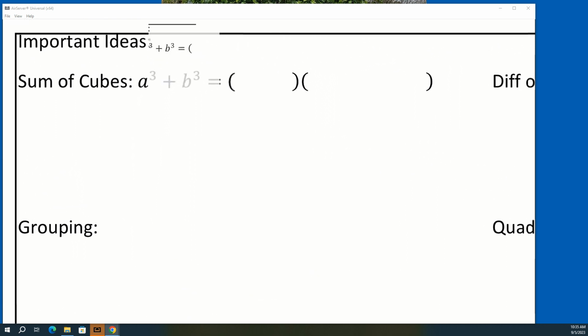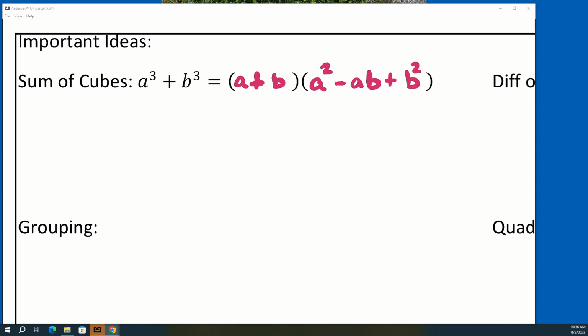Okay, so I pretty much use the same rule for the sum and difference of cubes. So what I always tell my students is just find each cube root, which in this case would be a and b, and then bring over the sign. Right, then you're going to square the first one, change the sign, multiply them together. The last sign will always be a plus sign, and then square the second one. So that's the rule for the sum of cubes.